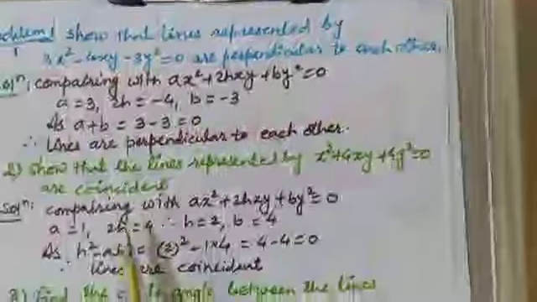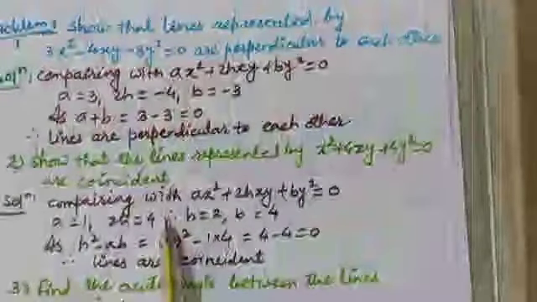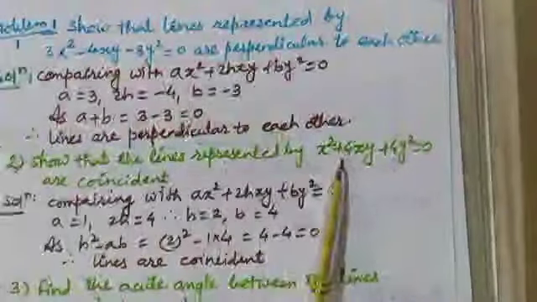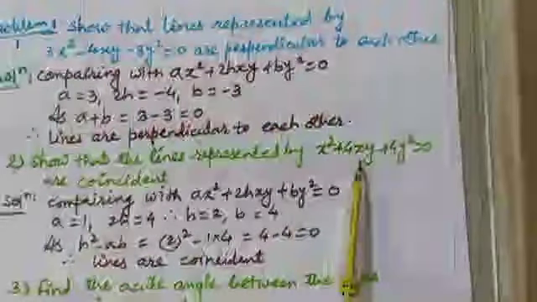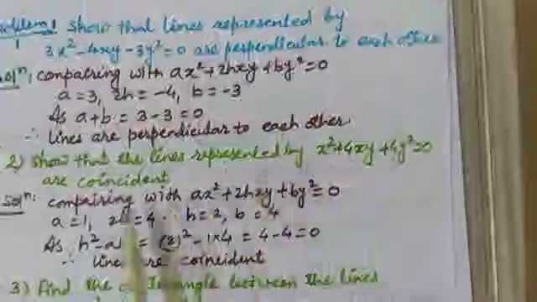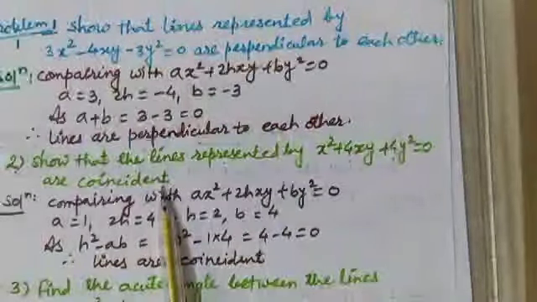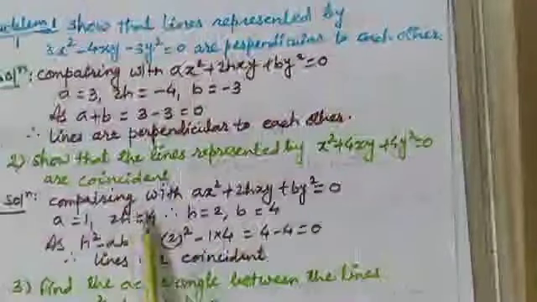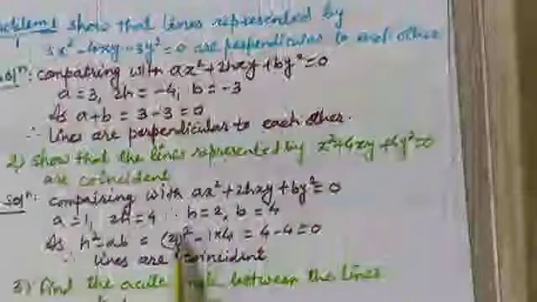Then the second problem is also very easy. Show that the lines represented by the equation x square plus 4xy plus 4y square is equal to 0 are coincident. After the theorem, we have seen the remark that h square minus ab is equal to 0 for lines to be coincident.